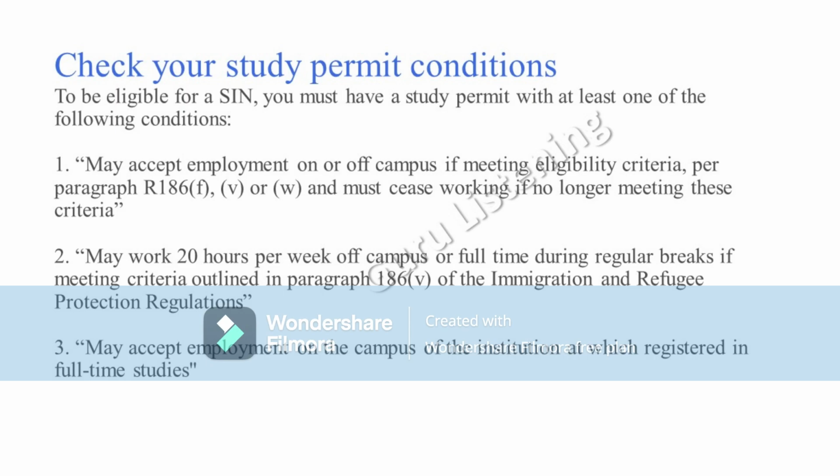May work 20 hours per week off campus or full-time during regular breaks if meeting criteria outlined in paragraph 186, V, of the Immigration and Refugee Protection Regulations. May accept employment on the campus of the institution at which registered in full-time studies.